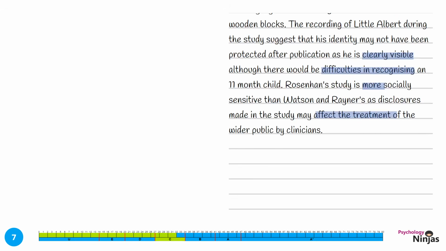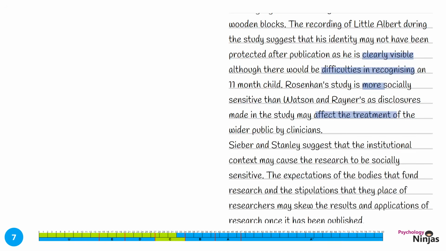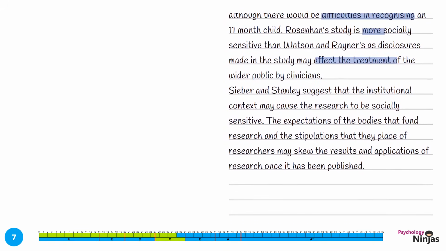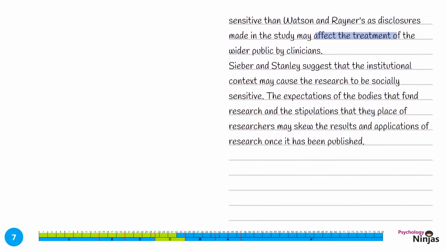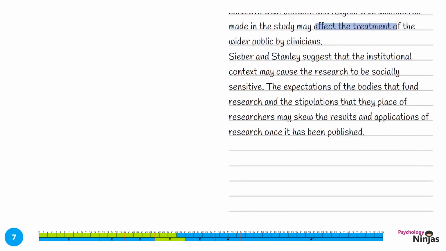It's time to return once again to our knowledge of socially sensitive research as a debate. Sieber and Stanley suggest that the institutional context may cause the research to be socially sensitive. The expectations of the bodies that fund research and the stipulations that they place on researchers may skew the results and applications of research once it has been published.